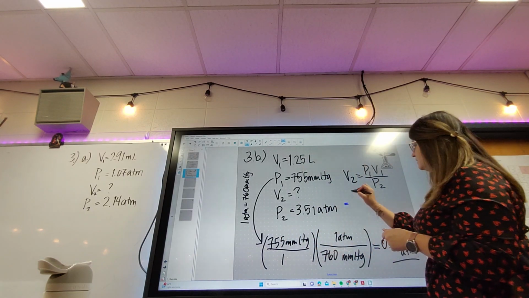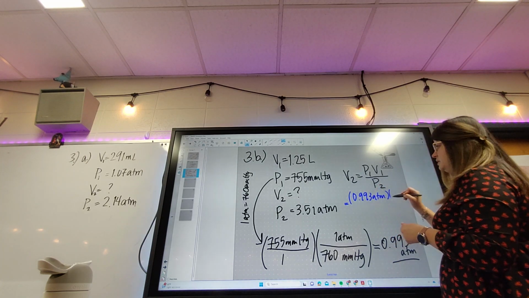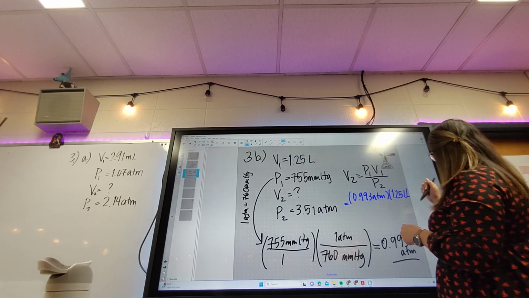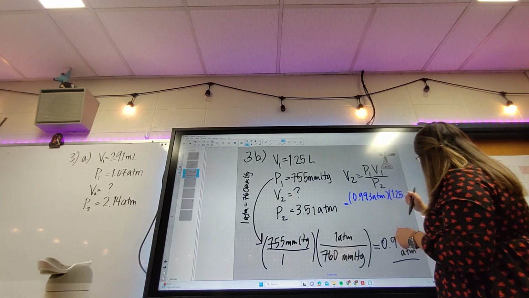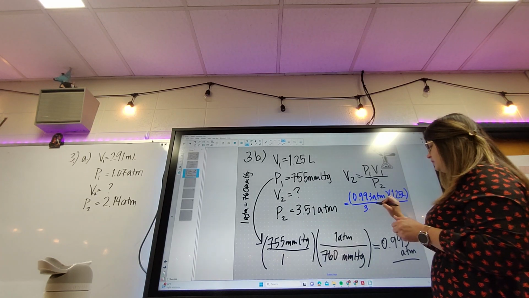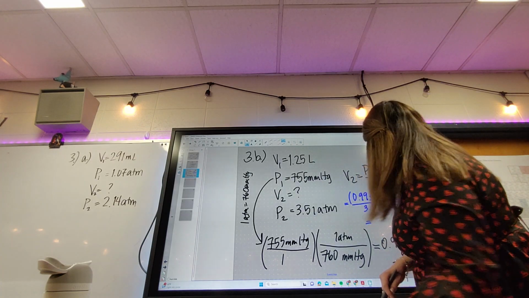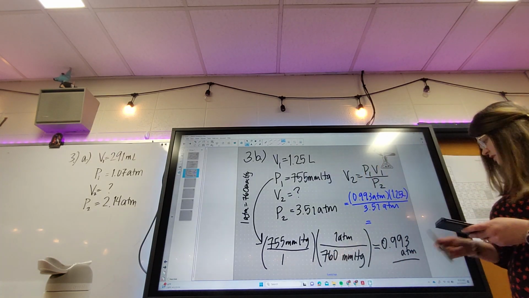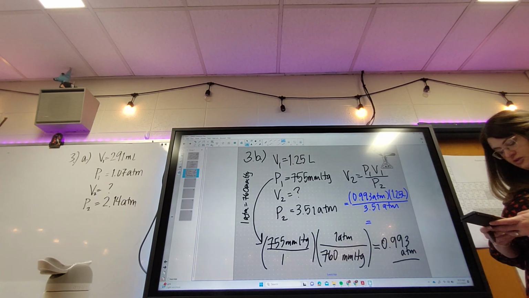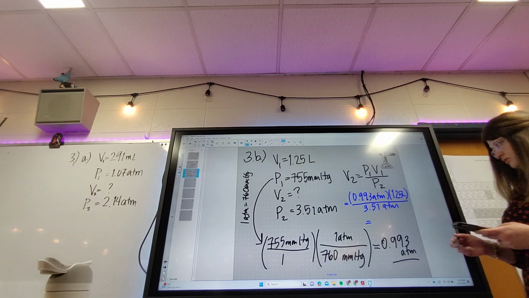All right, so then V2 is equal to 0.993 ATM times 1.25 liters. Running out of space. P2 is 3.51 ATM. So then that means our answer should be, because I have this original number in my calculator, I'm not going to clear it, I'm just going to use that same number. So if you clear it and you round, we will have slightly different answers, but it shouldn't matter.